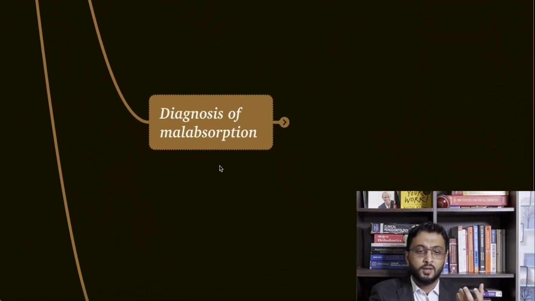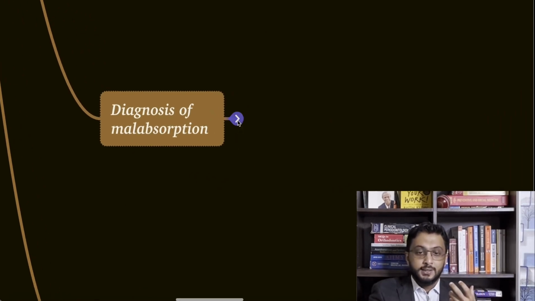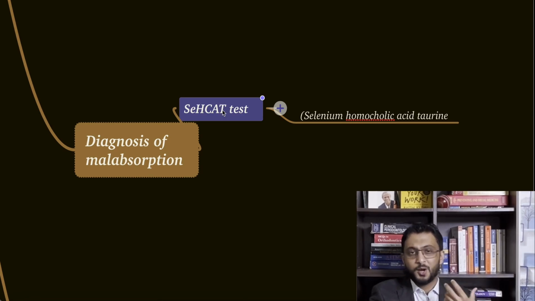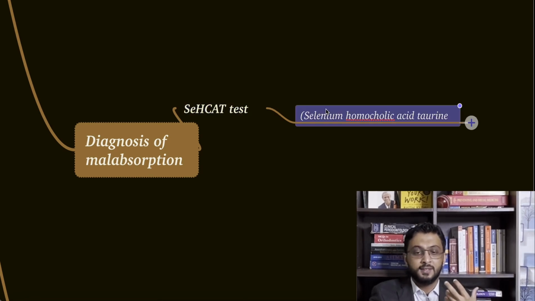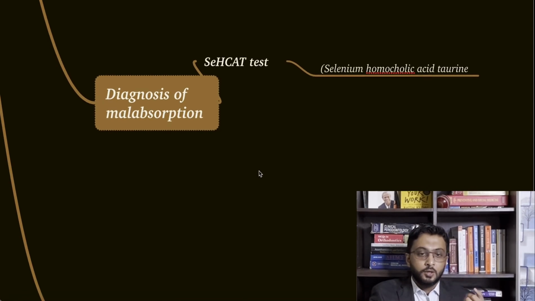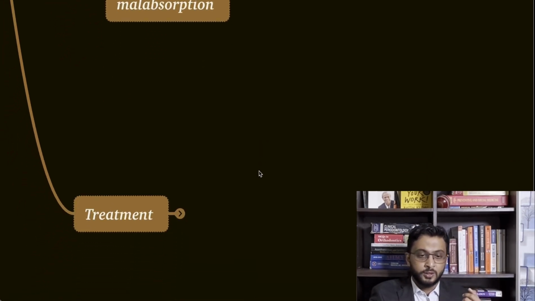Now, as an extra point, for diagnosis there is the SeHCAT test, however you pronounce it. It's basically the selenium homocholic acid taurine test. Don't go into the details of that. Basically it analyzes how much bile is remaining. Just know the name.